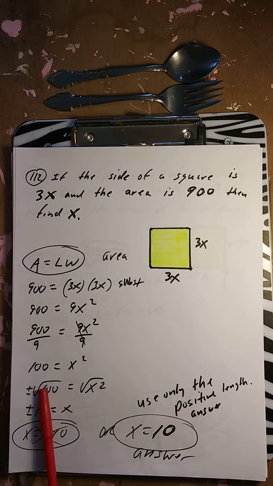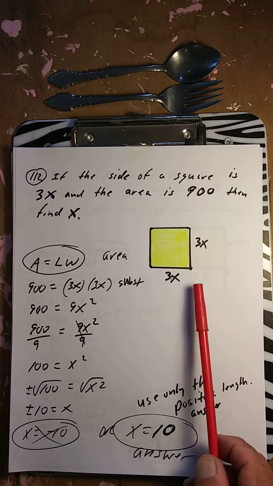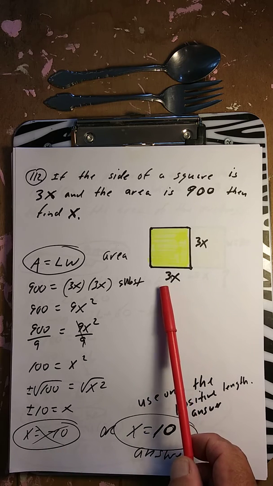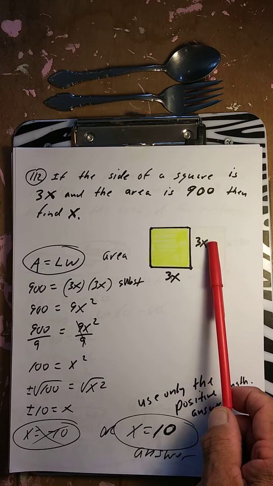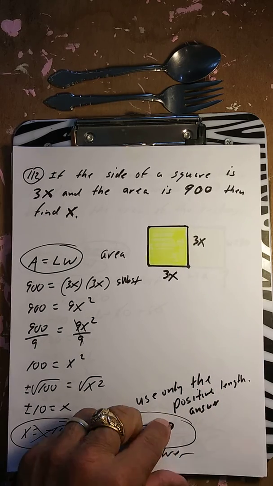This is going to be plus or minus the square root of 100, and the square root of 100 is 10. So we have x equals negative 10 or equals 10. But since this is a side, these are positive numbers, so we don't use a negative. Because if you put 10 back in here, 3 times 10 is 30, 3 times 10 is 30, 30 times 30 is exactly 900. So the answer is 10.